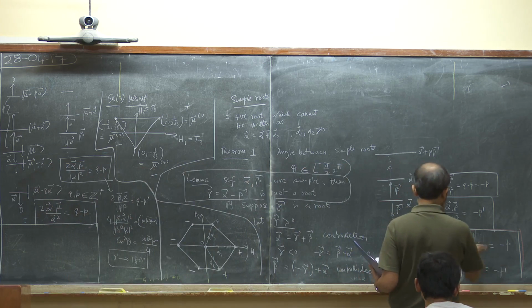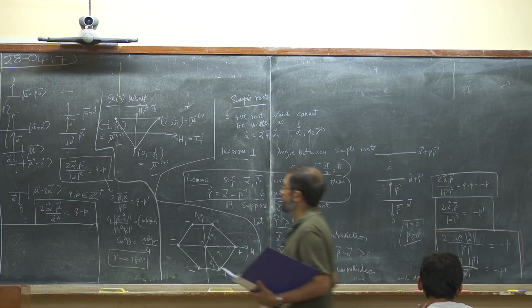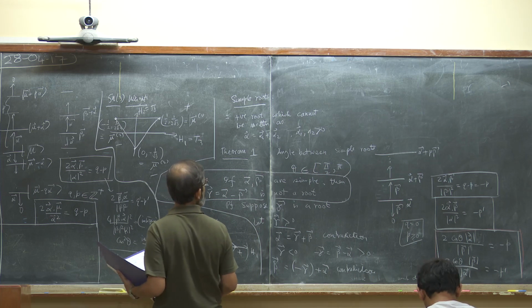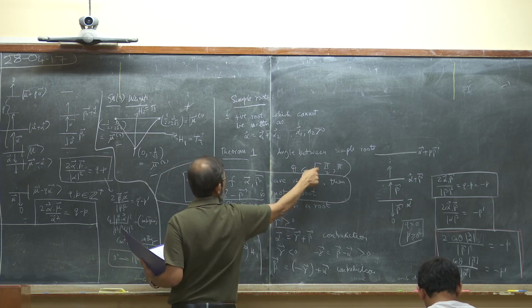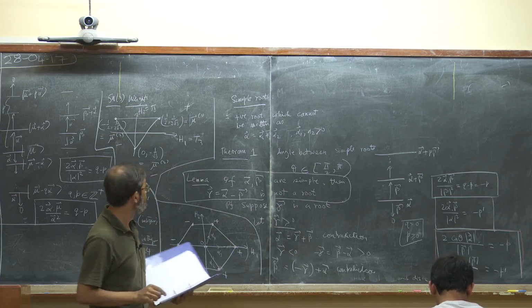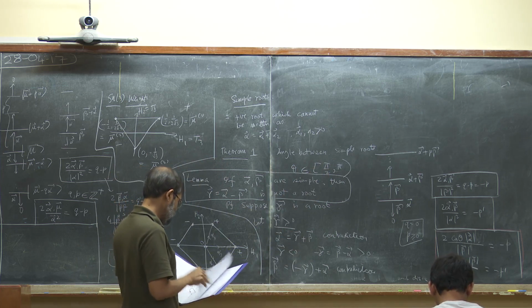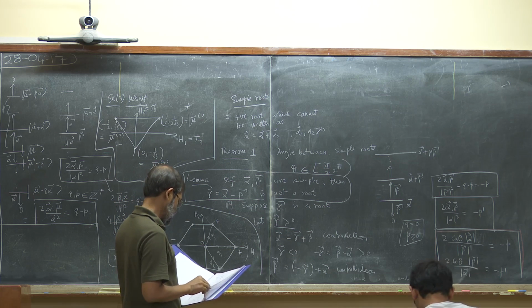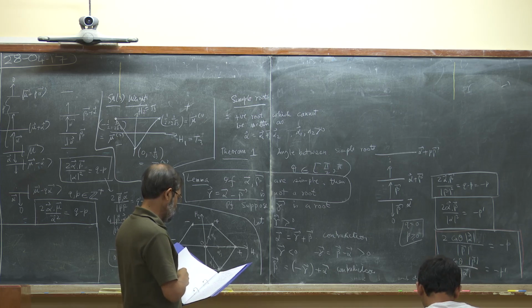Take any one of these things. It will tell you that cos theta is a negative quantity, and therefore the angle between simple roots is between pi by 2 and pi. Okay, so we have proved this result. So that was theorem 1.